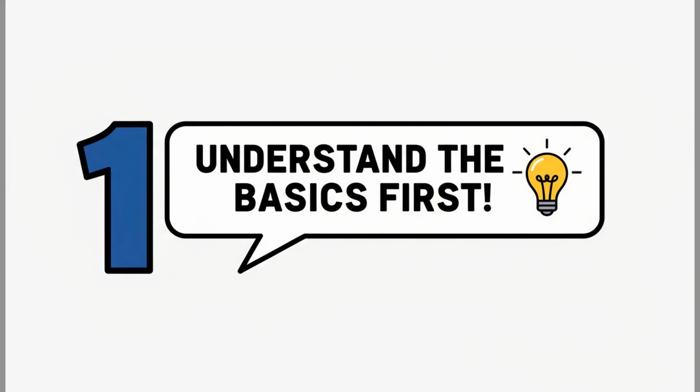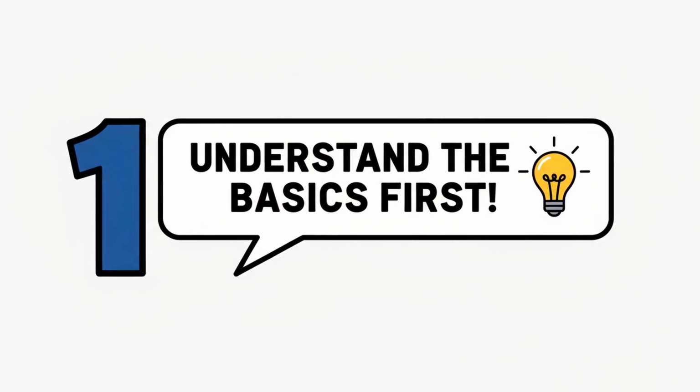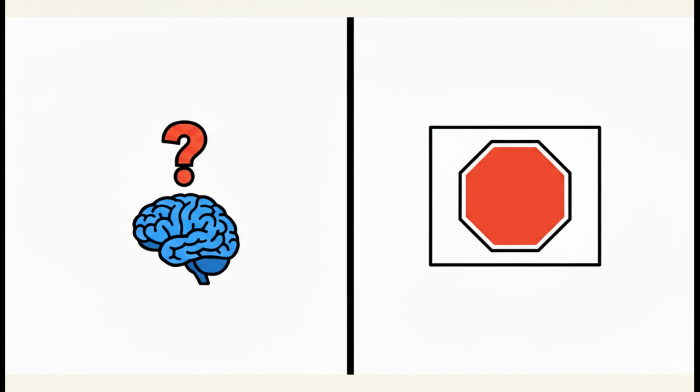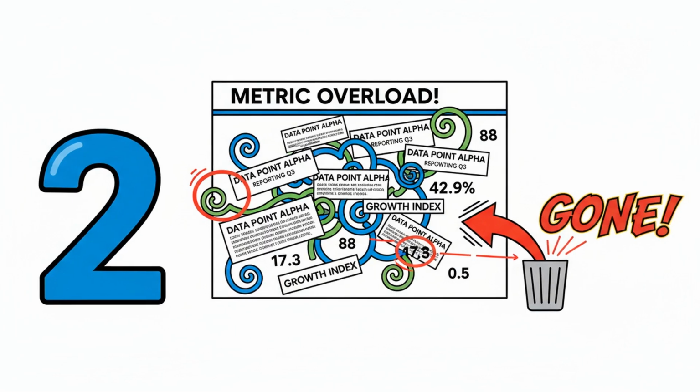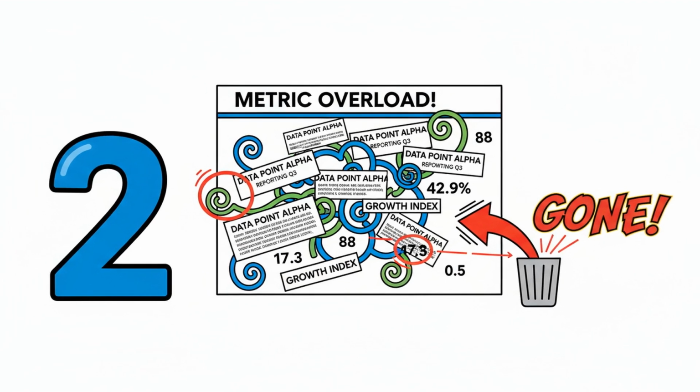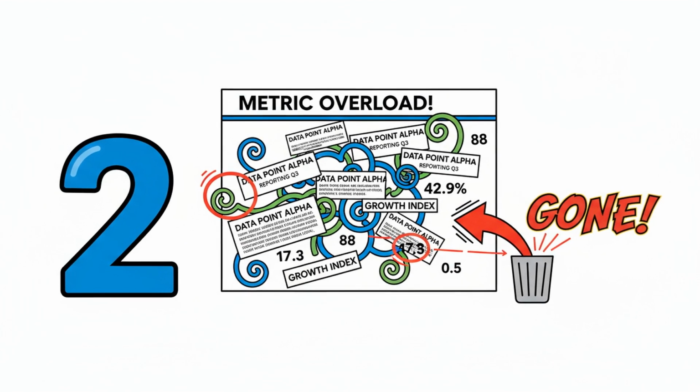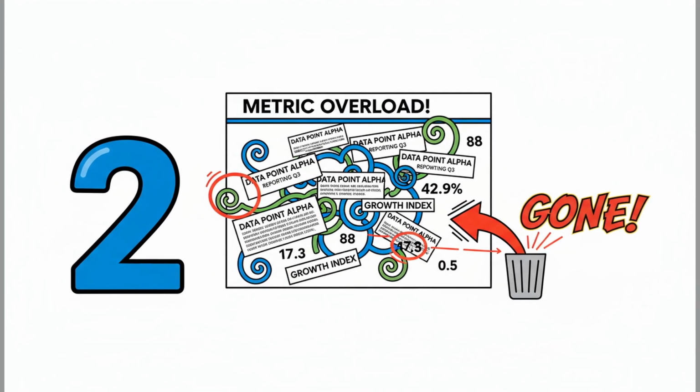screen. Step 1. State the one message in a single sentence. If you can't, you're not ready to design the slide or screen yet. Step 2. Delete anything that doesn't directly support that message. Decorations, duplicate labels, orphan metrics, gone.